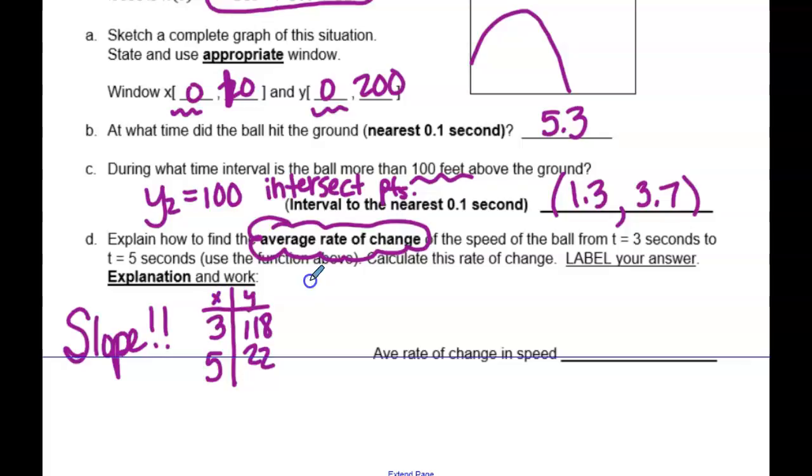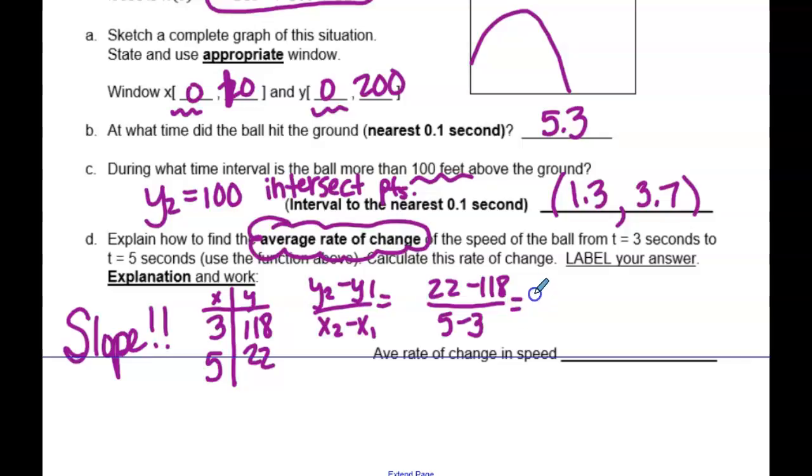These are x's, these are y's, and slope, remember, is y2 minus y1 over x2 minus x1. So we'd have 22 minus 118 over 5 minus 3. If you did it in another order, it'll come out the same, as long as you do the top and the bottom in the same order. I'm getting, I think, negative 94 over 2 or negative 47. Is anybody checking my math? This is 96. Yes? Okay.